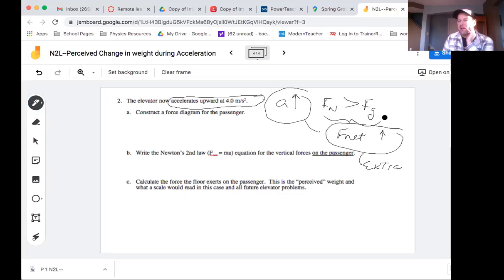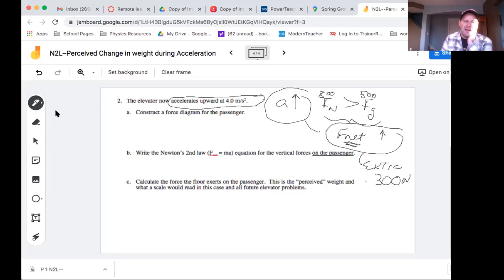So let's say that that gravity force was 500 newtons. Maybe the normal force is 800 newtons. If it was 800 newtons, then we're going to say the extra in that example would be 300 newtons. That's what we mean by the net force, how much more than any other force there is.